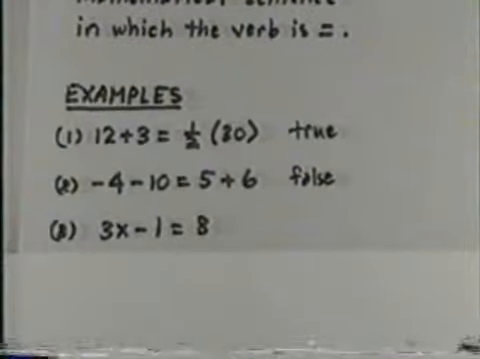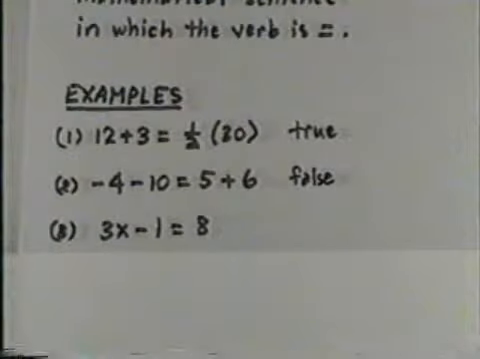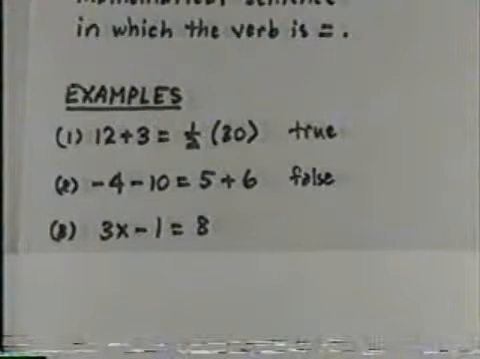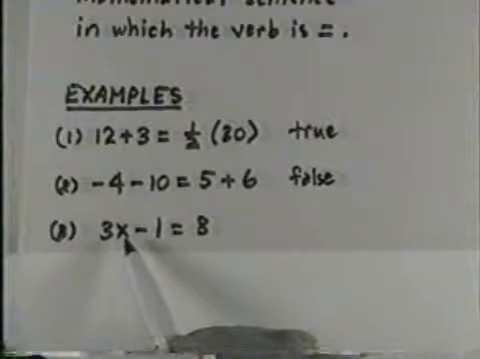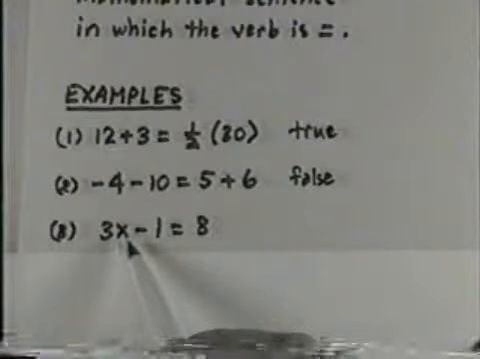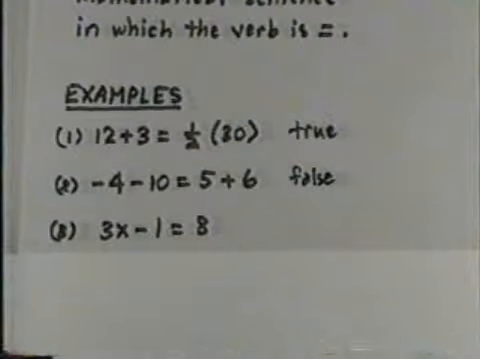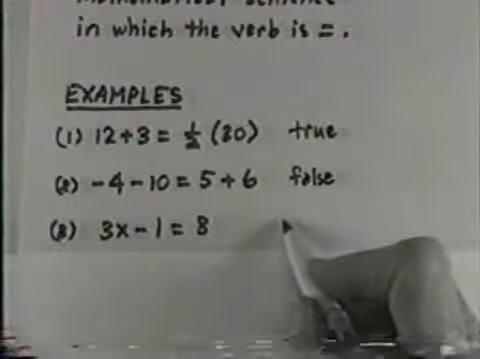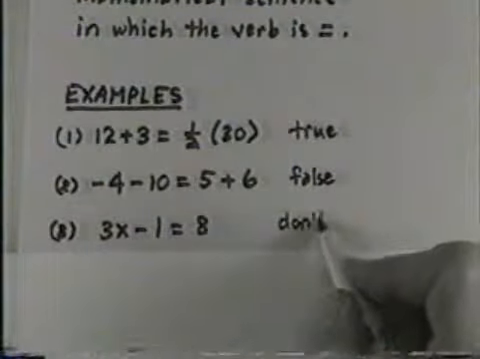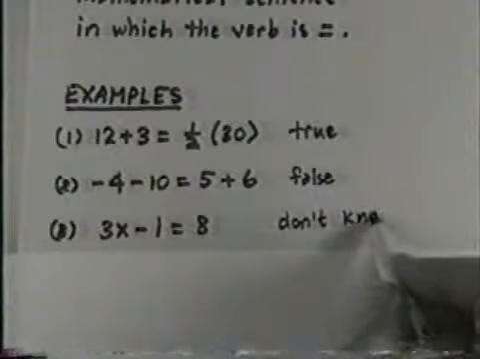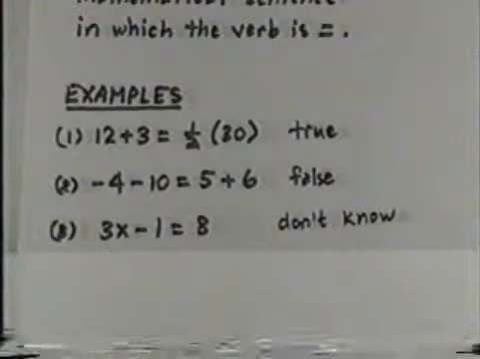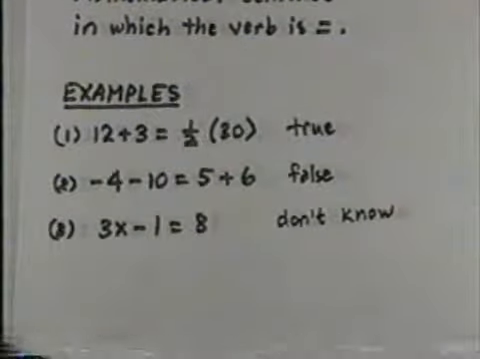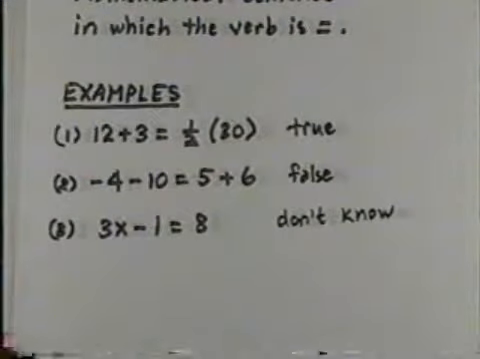For our third example, 3x subtract 1 equals 8. Since we don't know what x is supposed to be, we don't know whether this statement is true or false. So in this case, we don't know. So an equation may be true, it may be false, or perhaps we just don't know.